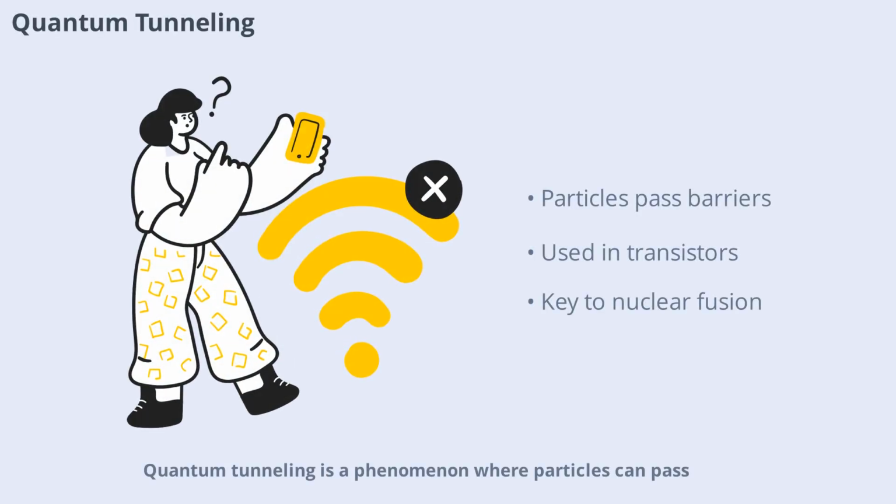Quantum tunneling is a phenomenon where particles can pass through barriers that would be impossible in classical physics. Imagine a ball rolling up a hill that doesn't have enough energy to reach the top. In the quantum world, there's a chance the ball can tunnel through the hill and appear on the other side.